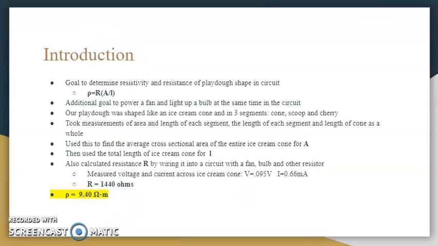So our goal was to determine the resistivity of a Play-Doh circuit, and ours was shaped like an ice cream cone, and it was in three different pieces. It was in a cone piece, scoop piece, and cherry piece. The equation for resistivity is resistivity equals resistance times cross-sectional area divided by length.